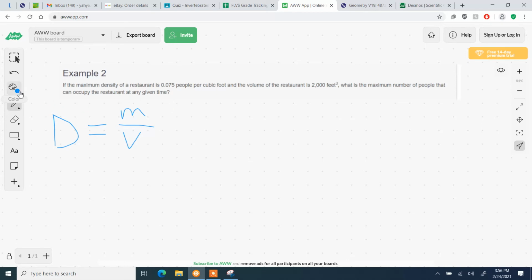So let's take a look at this question. In this case, we're not trying to find the density. You notice over here, they're giving us the density. So what are we trying to figure out?